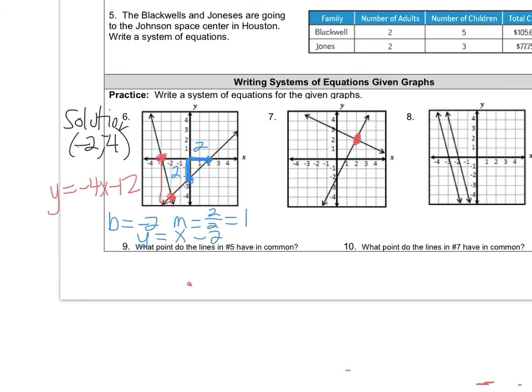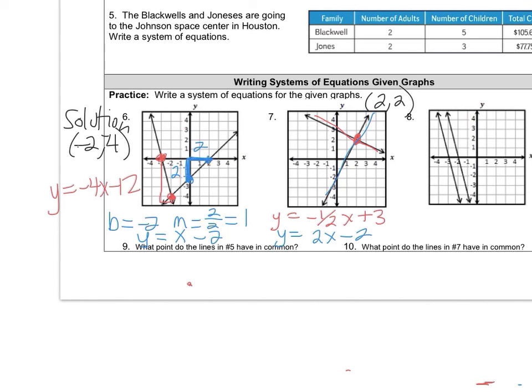Okay, I want you to practice getting the equations for both lines in number 7. Write both equations and write the solution. Pause your video to do this and then check back for the explanation. Okay, I wrote my 2 equations, the red line being my negative slope line and the blue one being my positive slope line, and my solution is where the 2 lines intersect.